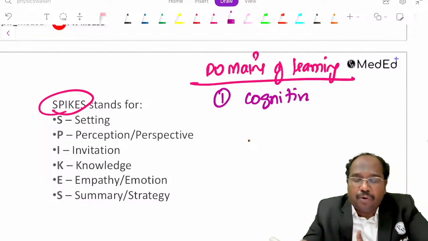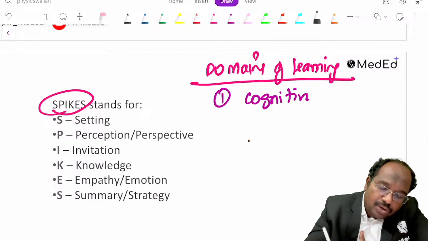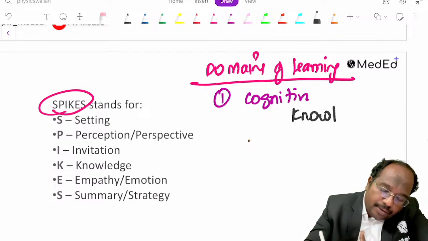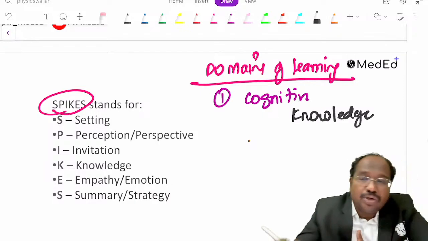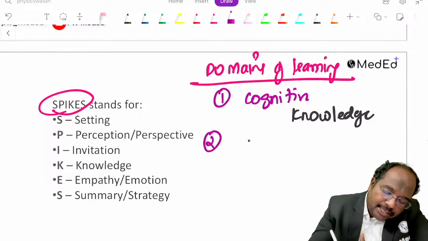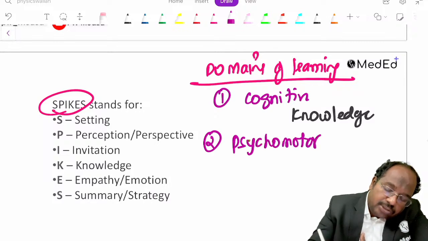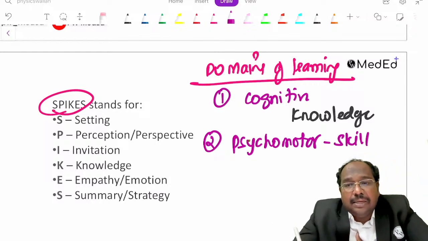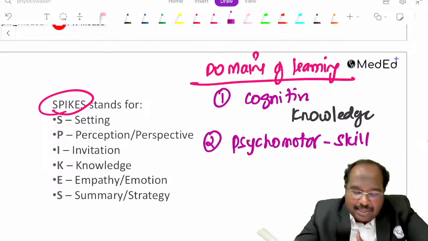Cognitive domain means we focus on knowledge. Okay, knowledge domain. So knowledge domain is cognitive. Second is psychomotor domain. Psychomotor is skill based. I'll give you an example. Focus on skill.